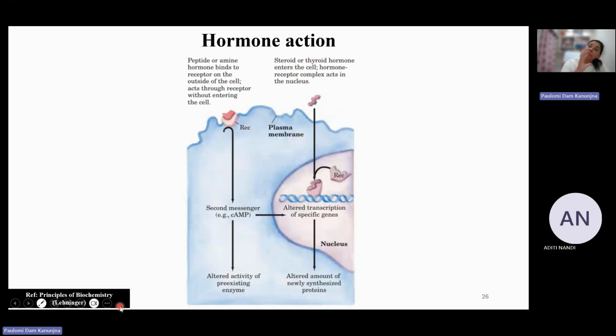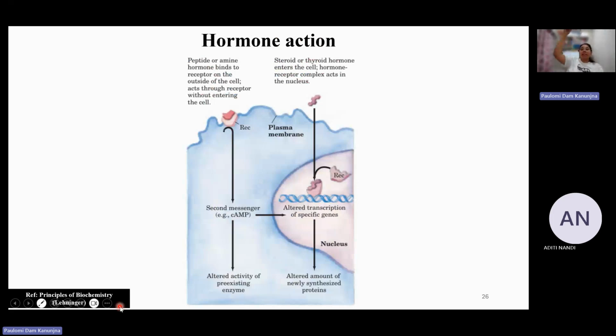So when you have the peptide hormone or the amine hormone, they bind to the receptor outside the cell, and they act through the receptor without entering the cell. That's a basic difference. Steroids, because they are steroids, enter the cell membrane. Peptides do not do that. For peptides, you have the receptor on the cell surface, which they bind. Steroids enter the cell.